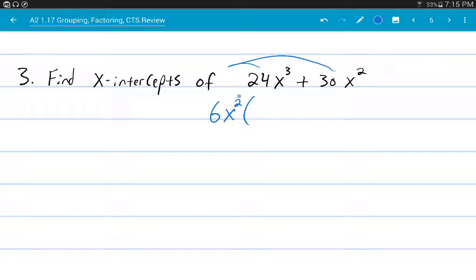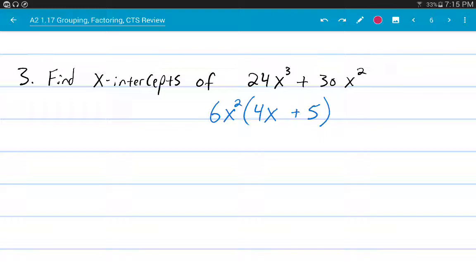So now let's see, 24 divided by 6 is 4. X cubed, I took out 2 of the x's, so I've got 1 x left. Now 30 divided by 6 is going to be a positive 5, and x squared, I pulled out both of them, so there are no x's left here. Now let's see. 6x squared times 4x is 24x cubed. Good. And 6x squared times 5 is 30x squared. Okay. I just wanted to make sure that I had this correct.